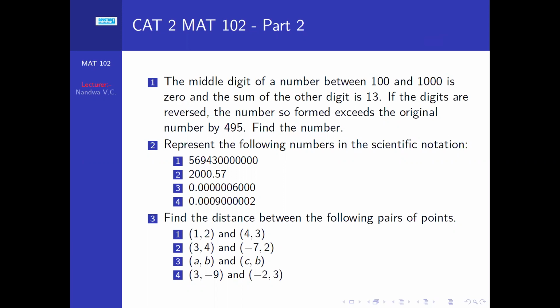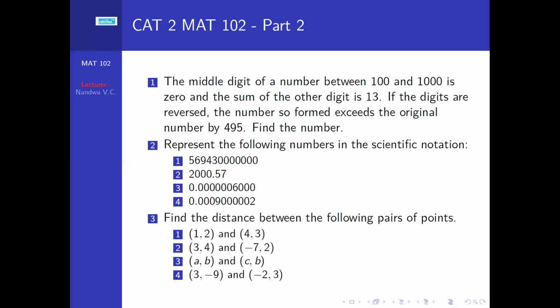So the next set of questions were: the middle digit of a number between 100 and 1,000 is 0, and the sum of the other digits is 13. If the digits are reversed, the number so formed exceeds the original by 495. Find the number.